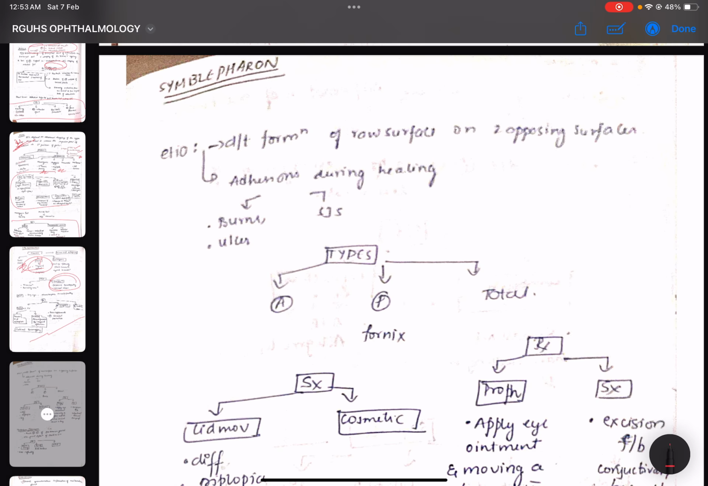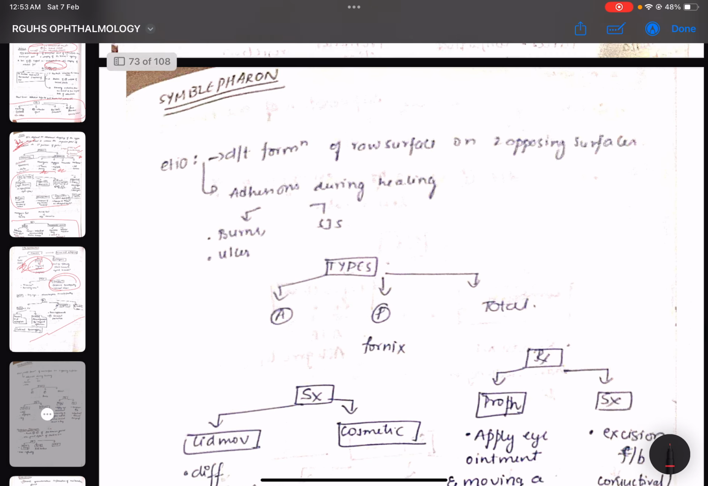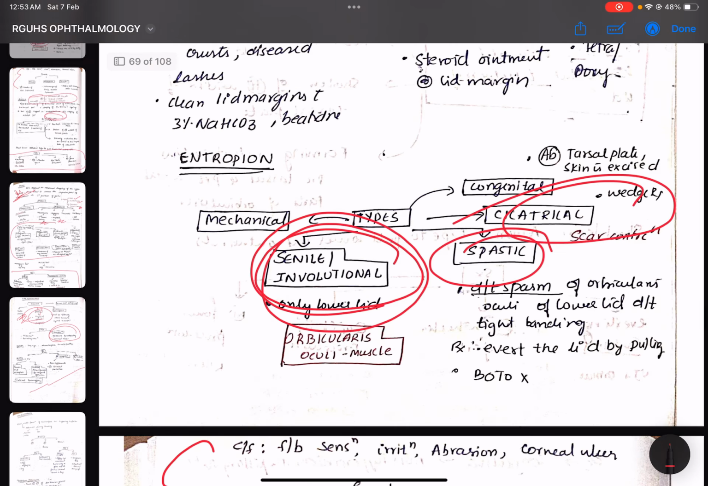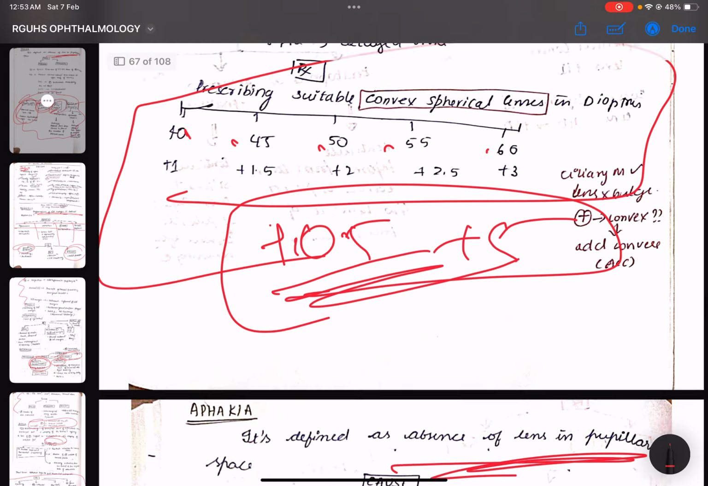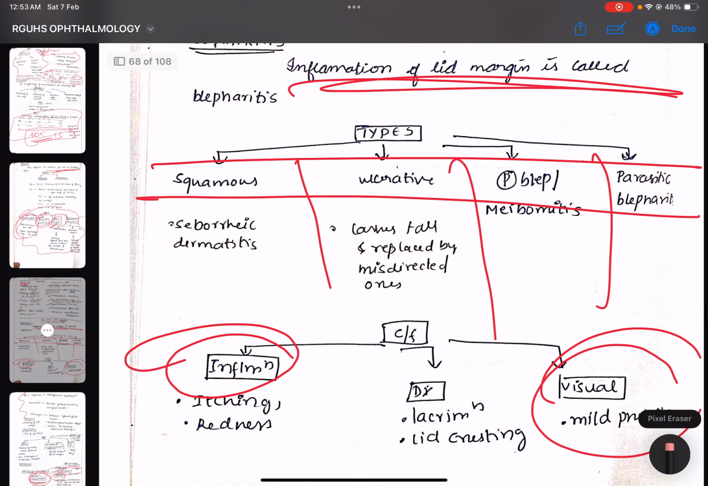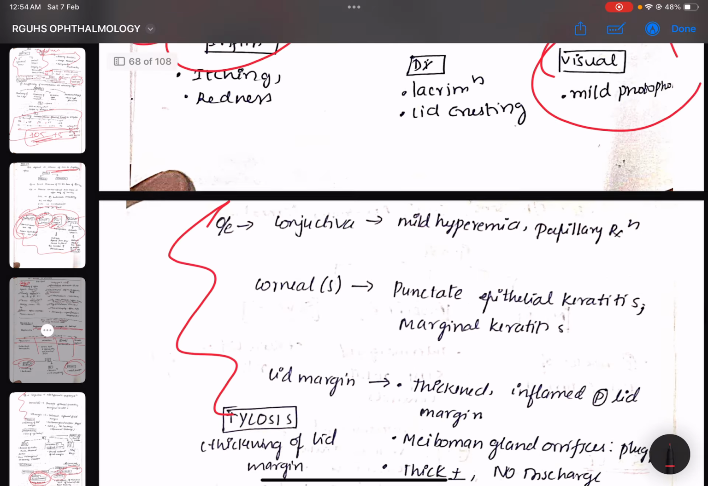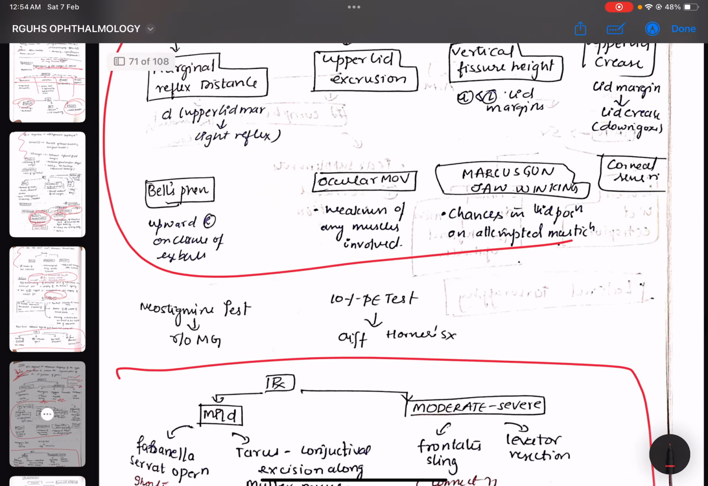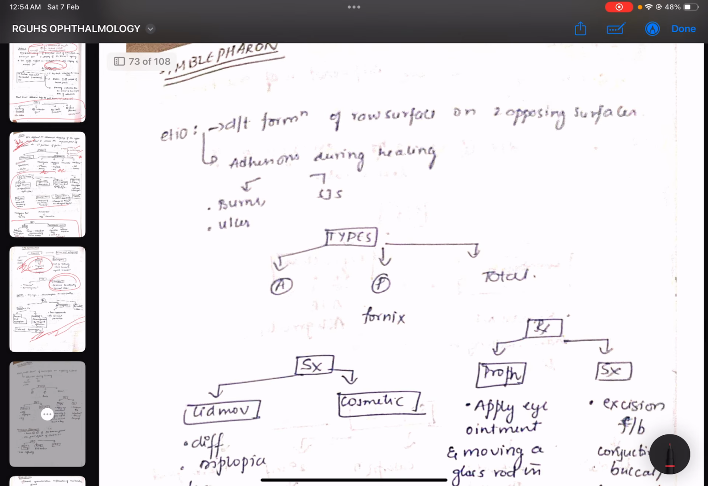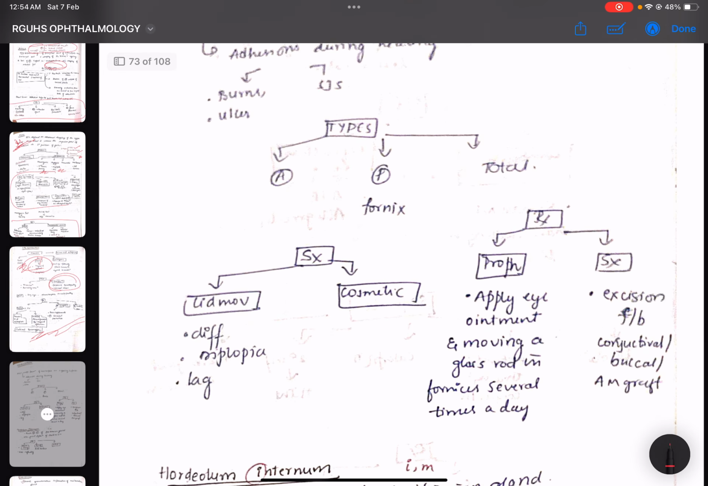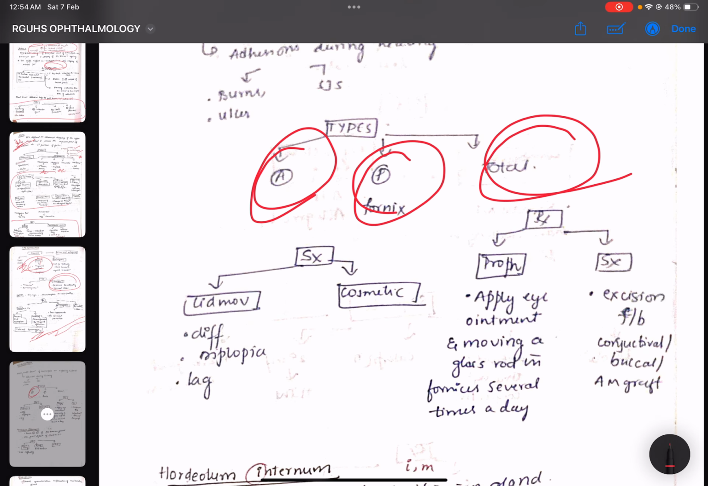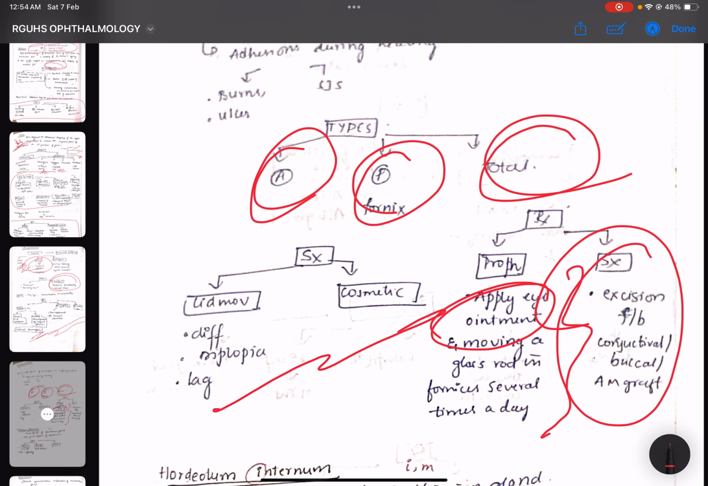Symblepharon, what is that? As I told, symblepharon, did we discuss what it means? The etymology of symblepharon is adhesions between eyelids and eyeball. So either you might have anterior or posterior or total adhesion. Prophylactically, you can prevent it by giving an eye ointment, or surgically excising. These are the surgical things which you do.